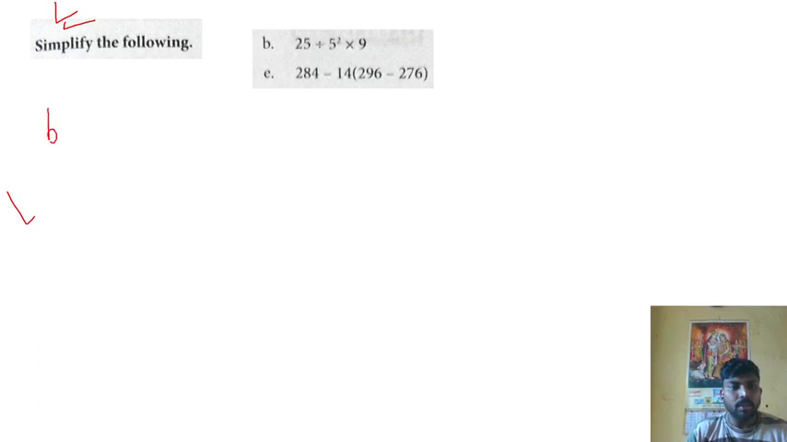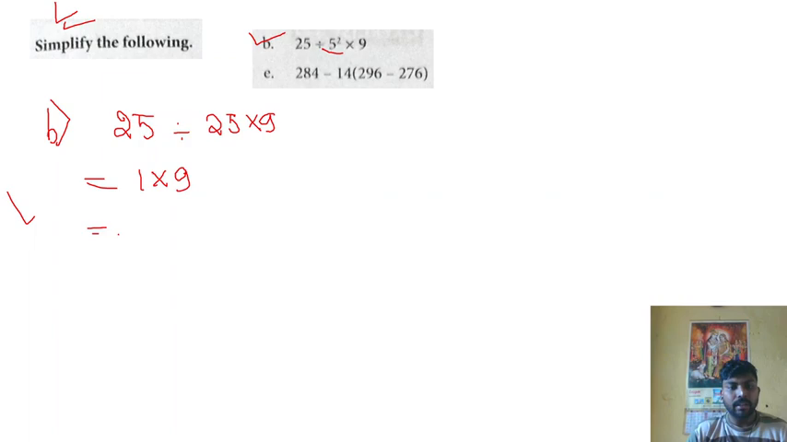If I talk about question number B, what is present here? 25 divided by 5 square into 9. So we have to follow the BODMAS rules. At first I will do the order. That order is present here: 25 divided by 25 into 9. After that we will do the division, so 1 divided by 1 multiplied by 9. So what are we getting? We are getting 9 as the answer. So I hope you are getting question number B.